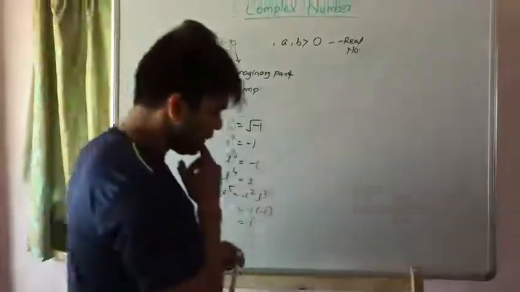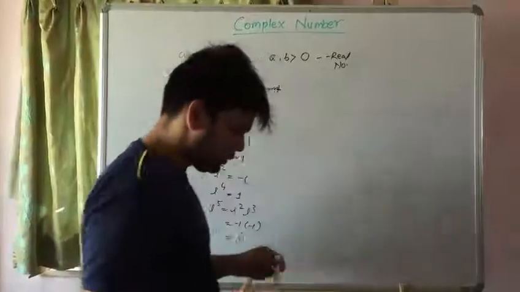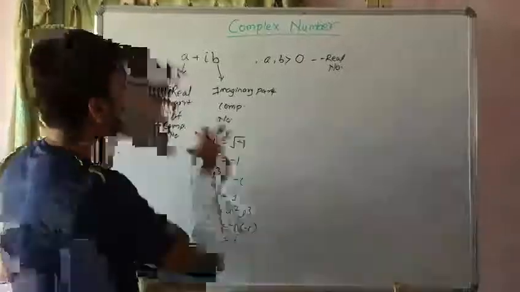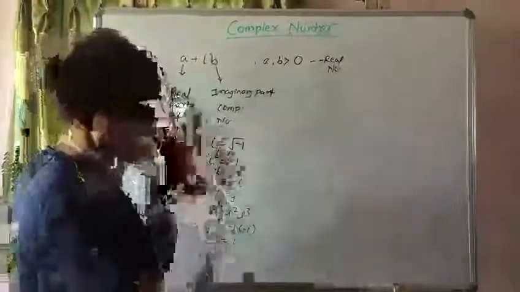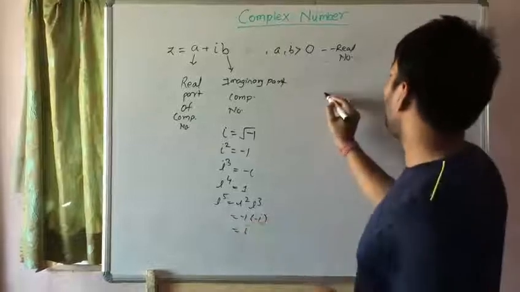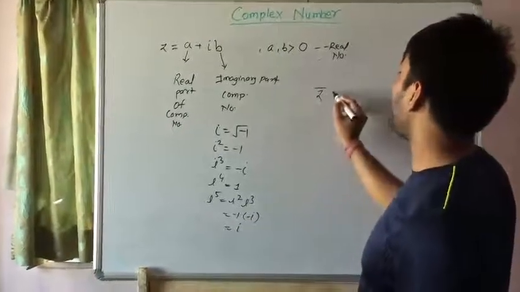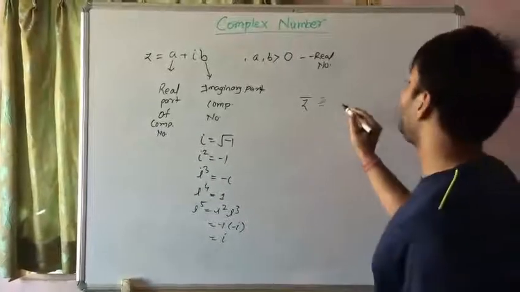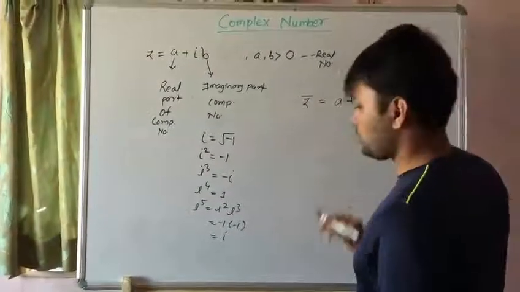Okay, so there is one topic, that is how to get the conjugate of the complex number. If the complex number is represented by a plus ib, we can write z equal to a plus ib. If we want to take the conjugate of the complex number, then the conjugate will be represented by z bar. Then the conjugate will be a minus ib.